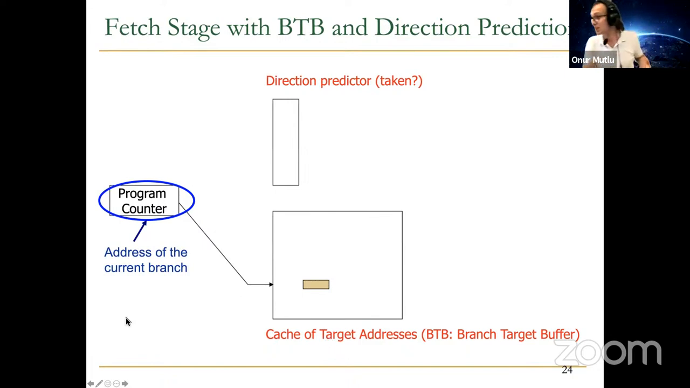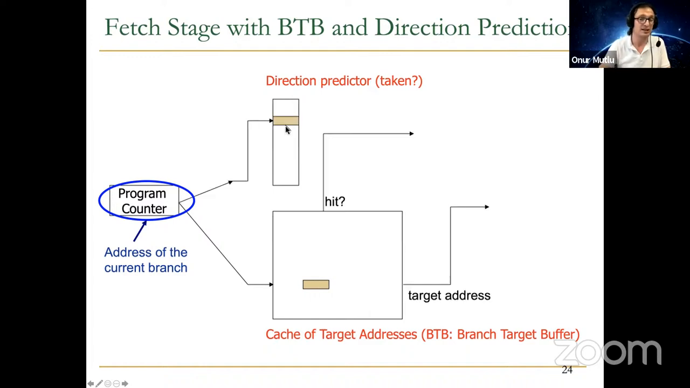While you're accessing the instruction cache or instruction memory with the program counter so that you can fetch the instruction, you're also accessing two other structures using the address of the current branch, which is the program counter. You access the cache of target addresses and also the direction predictor. We're going to study the direction predictor later.